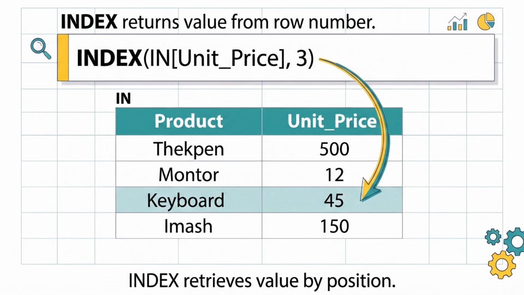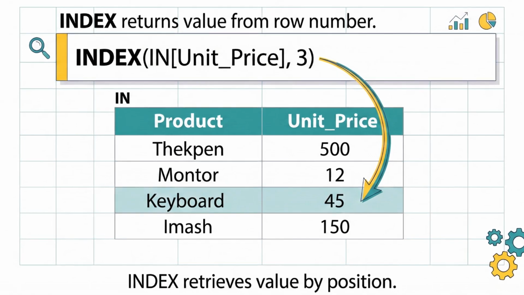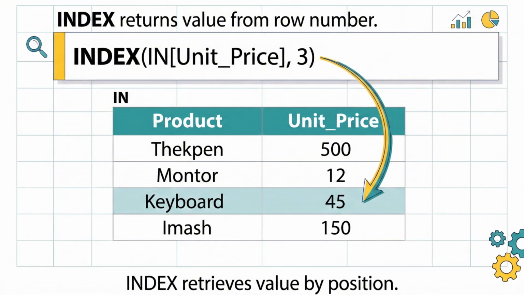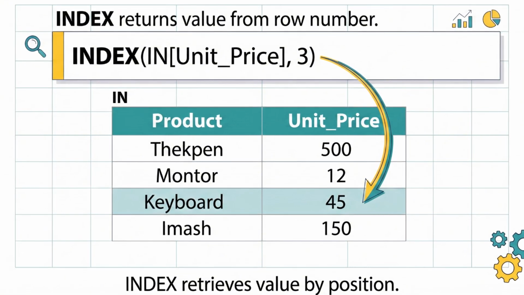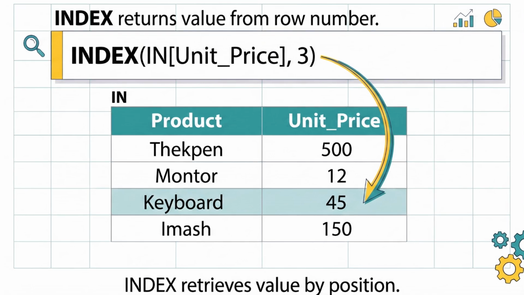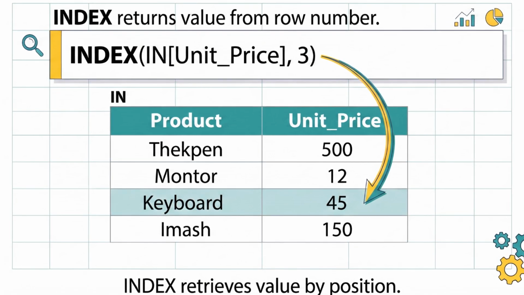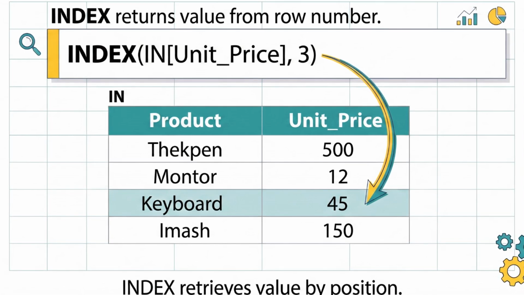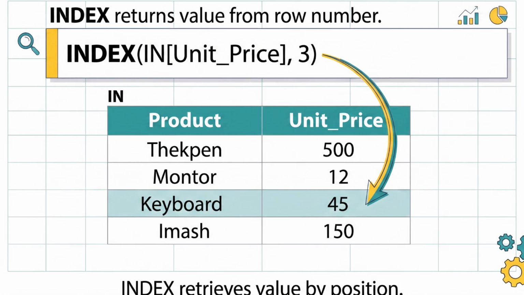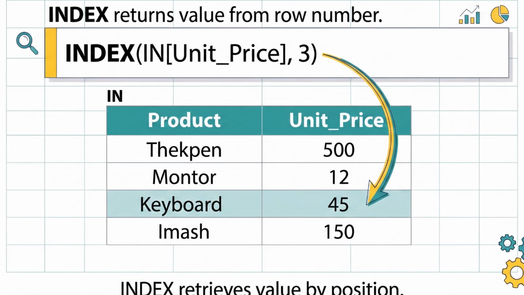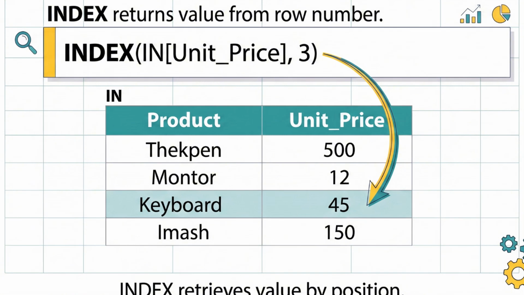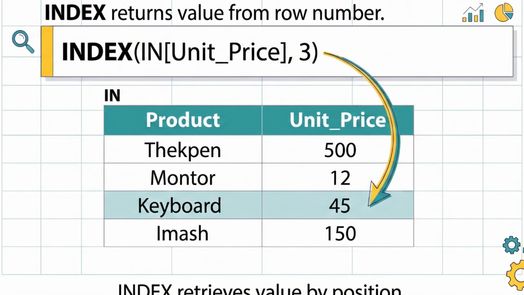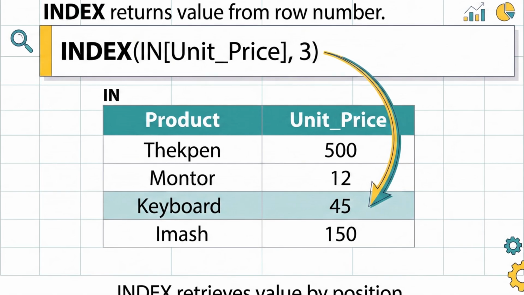Let us begin with INDEX. INDEX is simple. INDEX returns a value from a specific row inside a specific column. You tell Excel which column to look at, and you tell Excel which row number to return. That is it. INDEX does not care about column order. INDEX does not care about direction. INDEX does not care whether your lookup is left, right, up, or down. INDEX is the foundation of flexible lookups.